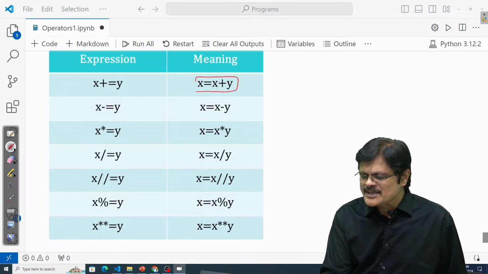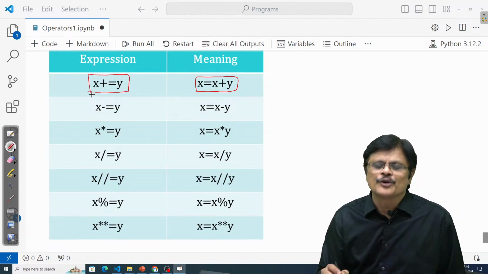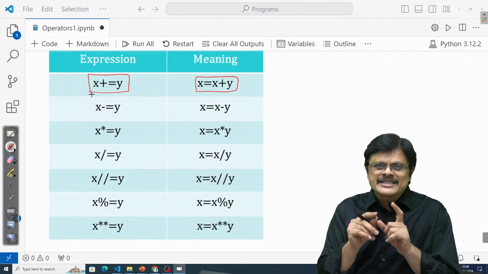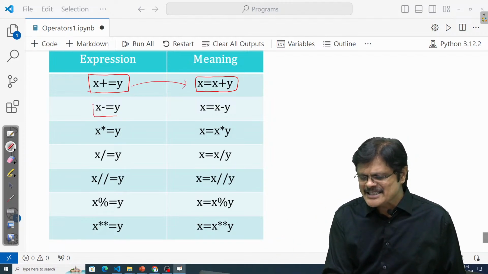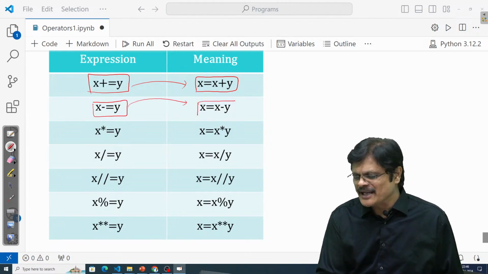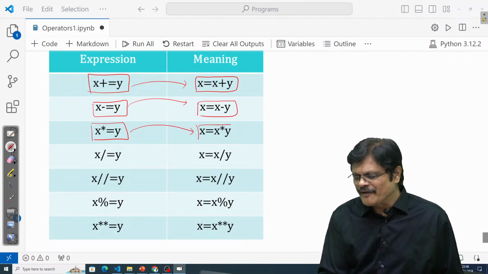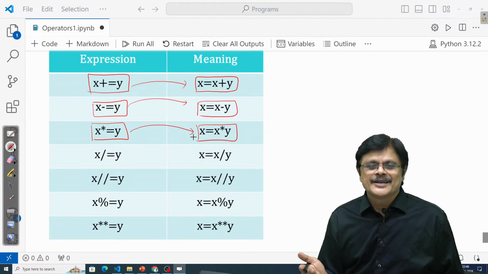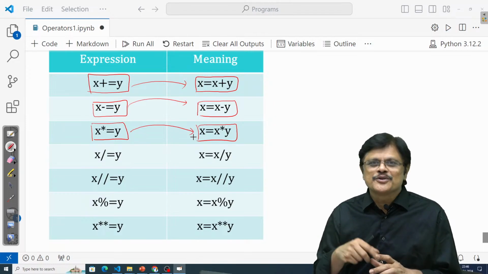X is equal to x plus y can be written in a simple manner like x += y. Instead of writing x is equal to x plus y every time, you can simply say x += y. That is the meaning of it. Similarly, x -= y. What is the meaning of it? X is equal to x minus y. X *= y, shorthand way of writing it, sir. It is x is equal to x into y. So suppose you are updating the value of the object, you can use this method.